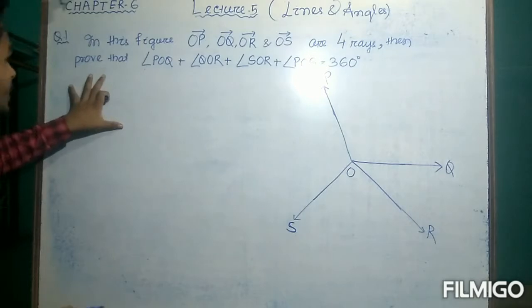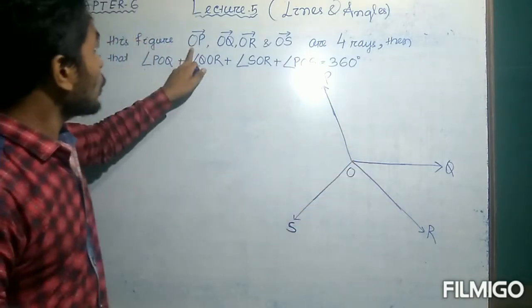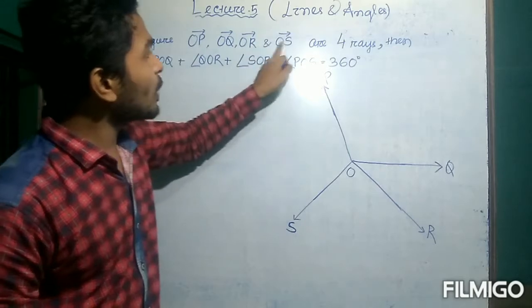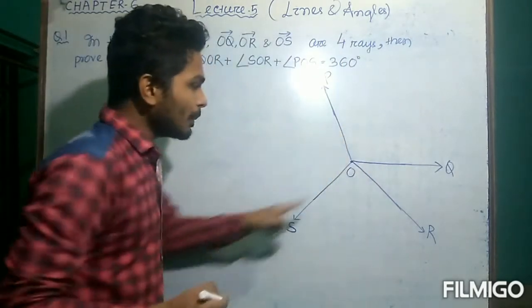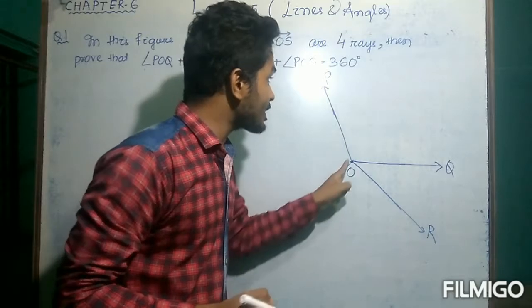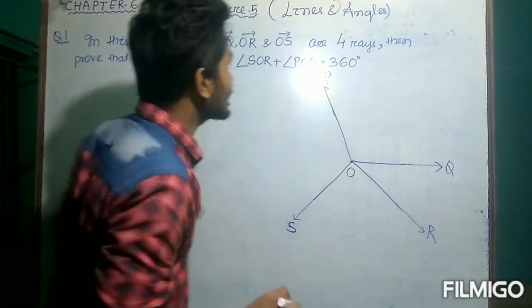So here is the first question. Given a figure, OP, OQ, OR and OS are 4 rays. As you can see, O is a common meeting point and from this point 4 rays OP, OQ, OR and OS emerge, right?